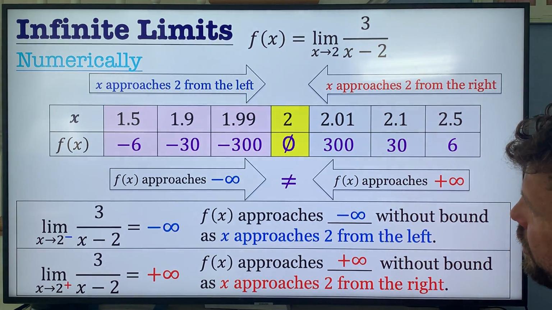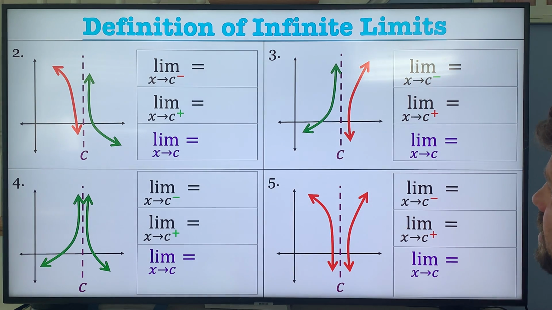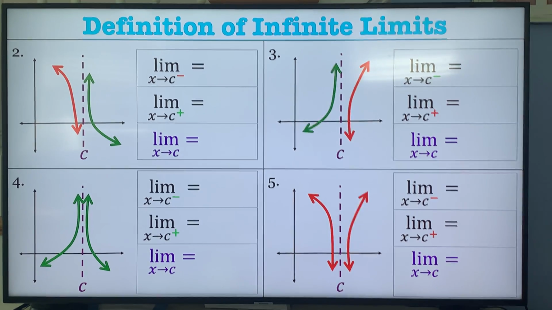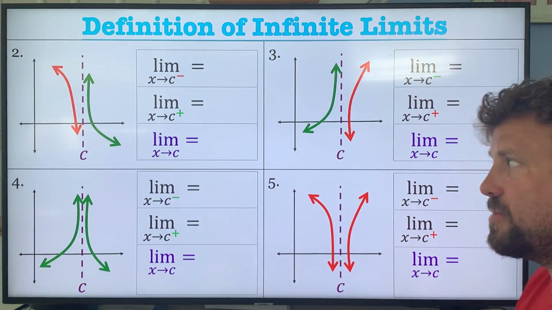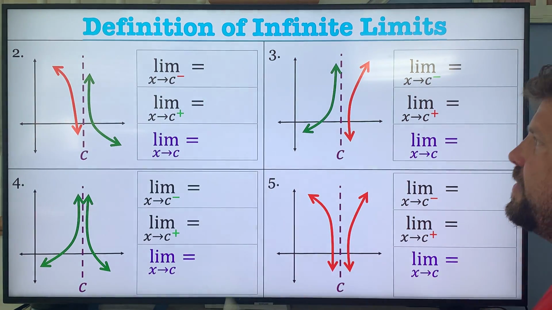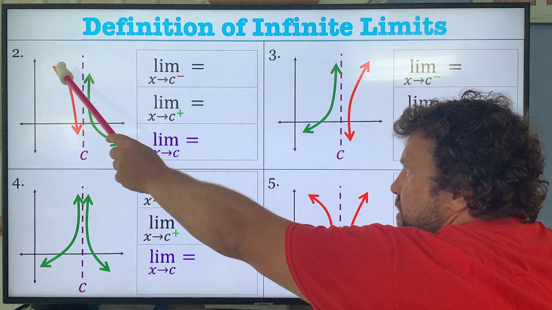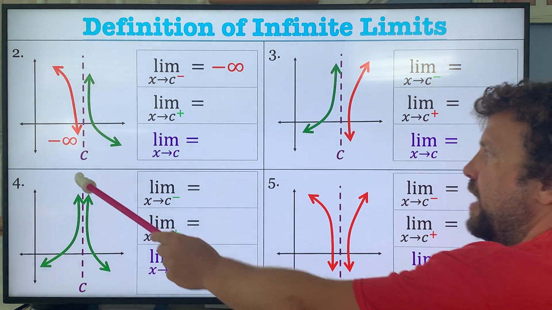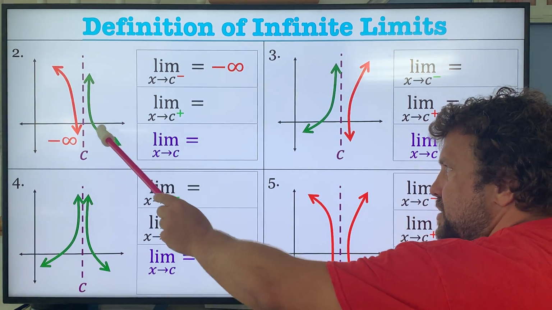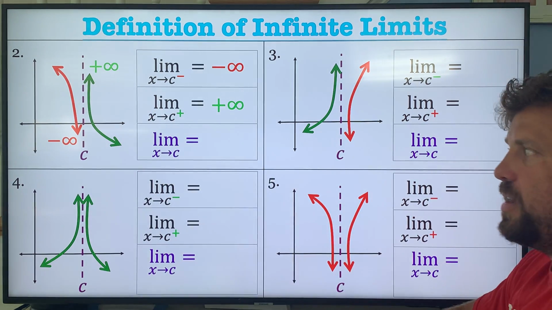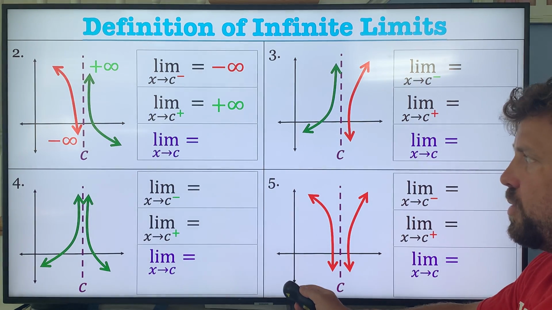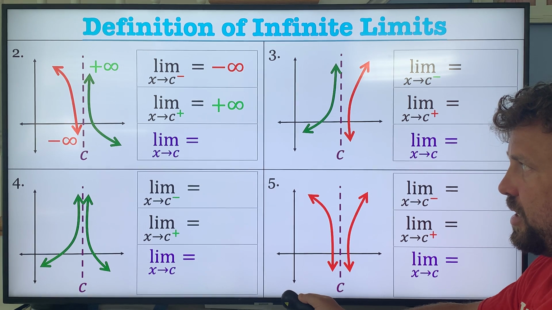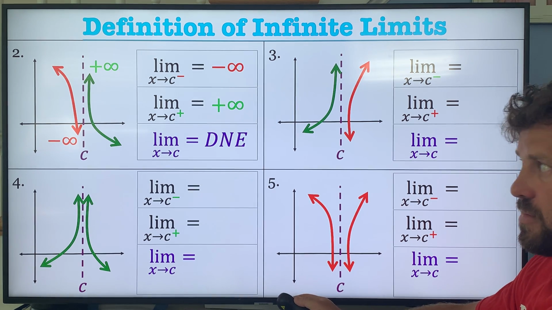All right. I'm going to slow down a little bit. So what I want you guys to do is 2, 3, 4, 5. Say what the limits are. Your answer is going to be something. Right? As you approach C from the negative side, your graph is going down to negative infinity. As you approach C from the positive side, positive infinity. What's the actual limit as you approach C? Does not exist.